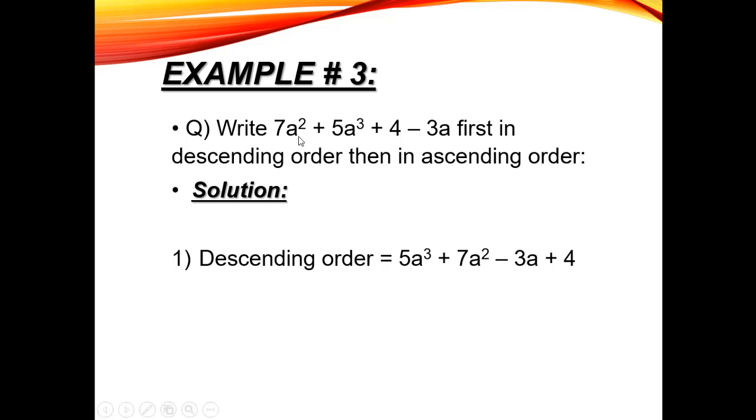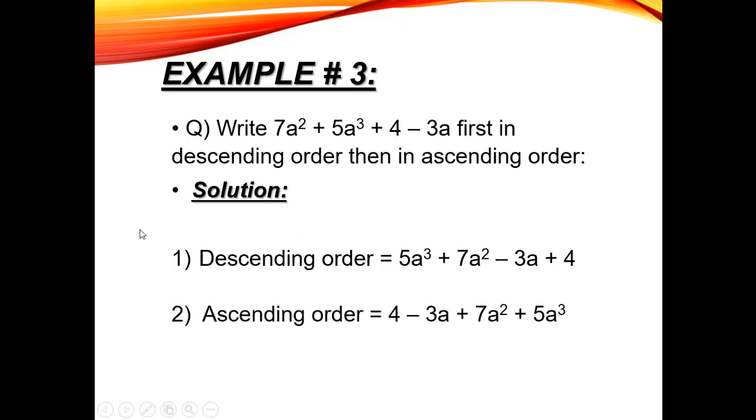First, 5a cube contains the highest power, so we have taken this term at the first position. Then 7a square contains the lesser power, so we have taken it at the second position. Then minus 3a contains the power of 1, so we have taken it at the third position, and the number that doesn't have the variable we have taken at the last. So this is the descending order. Finally, we just have to reverse the whole expression, and we will get the ascending order like this.